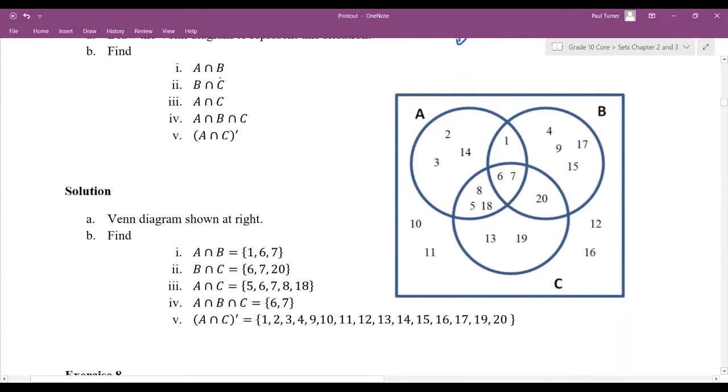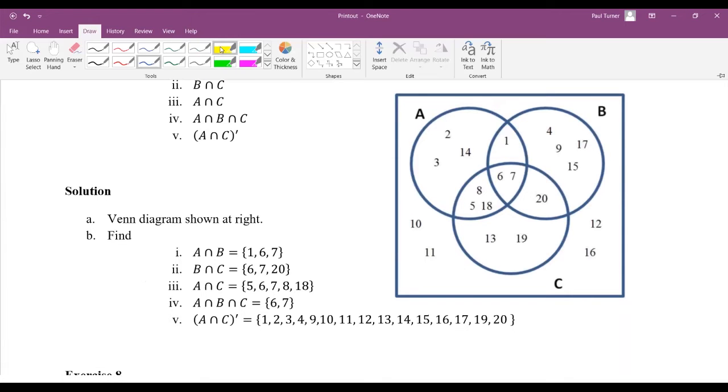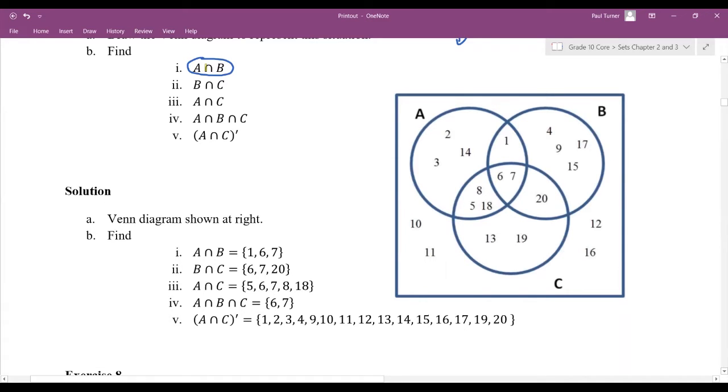And then we had to find A intersection B. This is the first one. So I'll use the highlighter. A intersection B is where A touches B. So that's here, right? So we ended up with 1, 6, 7 as the answer for that one.